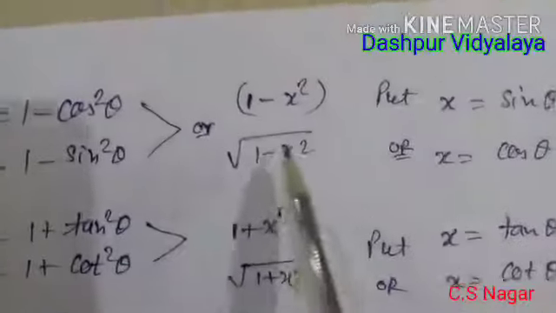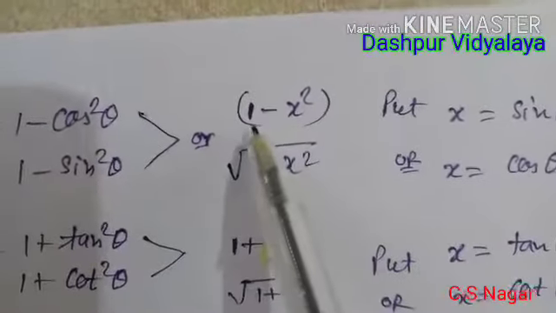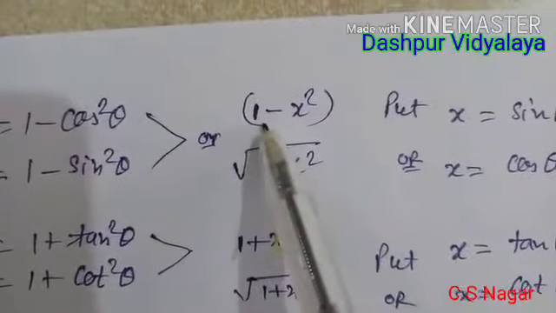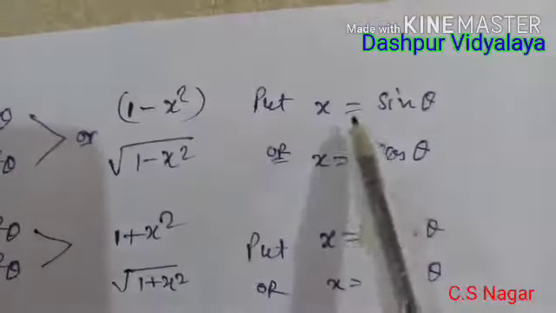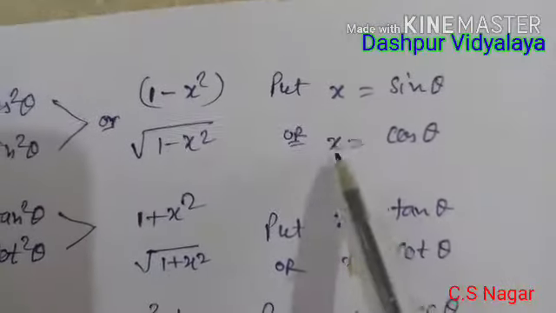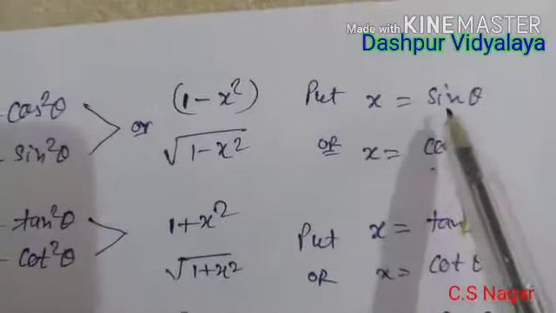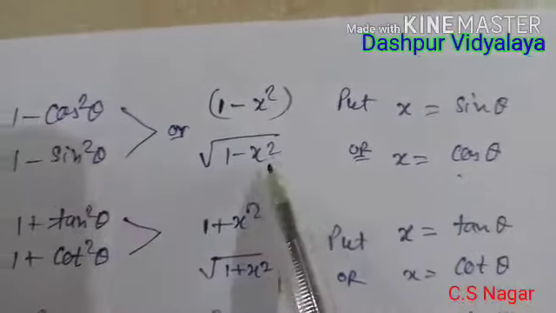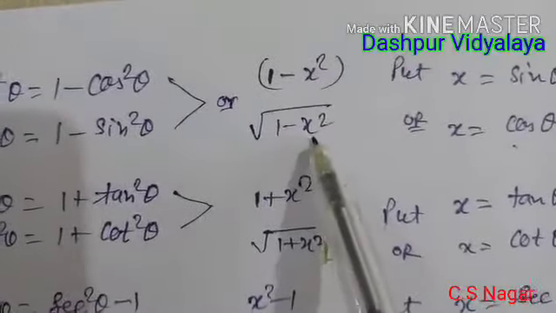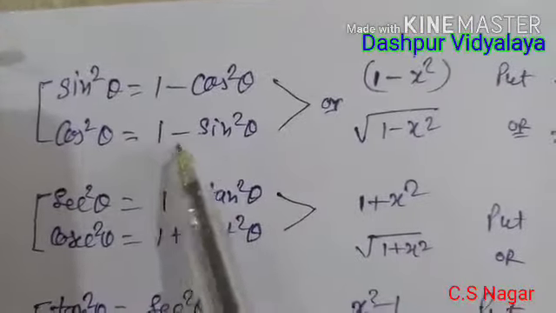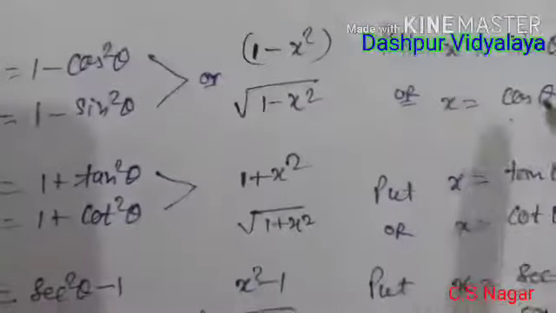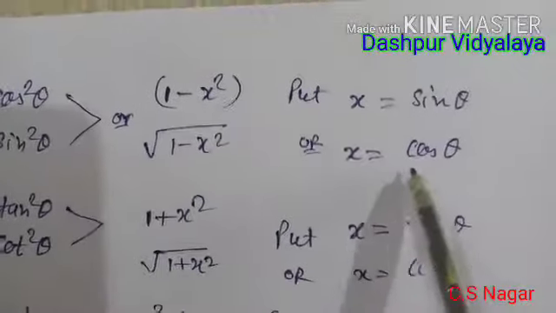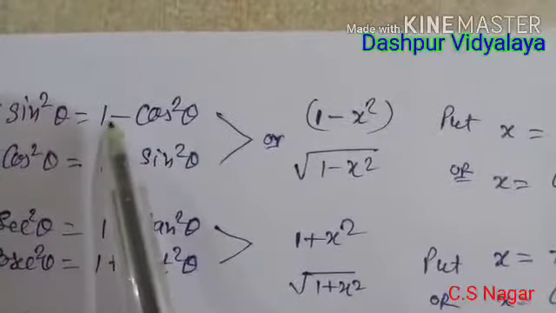So, suppose in an inverse trigonometric function, we have a term like 1 minus x square or under root 1 minus x square, then we will put x is equal to sin theta or x is equal to cos theta. If you put x is equal to sin theta, in place of x we write sin theta, then it will be 1 minus sin square theta, which means cos square theta. And the same, if we put x is equal to cos theta, then we will get 1 minus cos square, which means sin square.